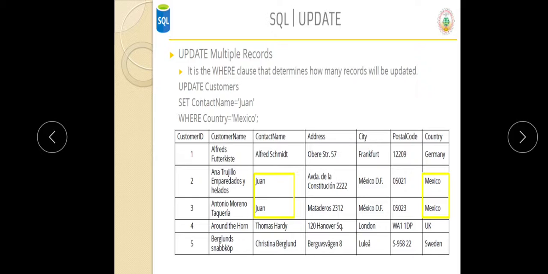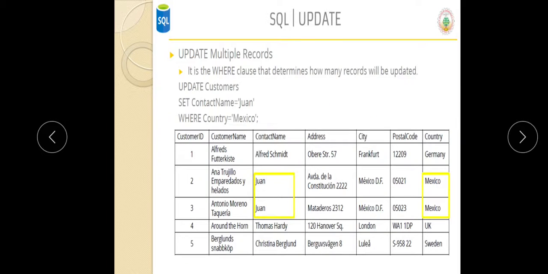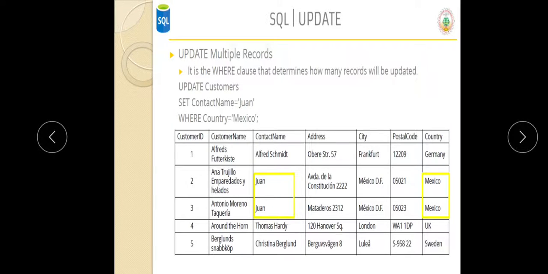So what we are doing here is updating the contact name of customers who are staying in the country Mexico. How many of the customers are staying in Mexico? In Mexico, Anna is staying, and another one is Antonio. So we are going to update the contact name of Anna as well as Antonio, the persons staying in Mexico. Clear? That is why we are updating multiple rows, multiple records.